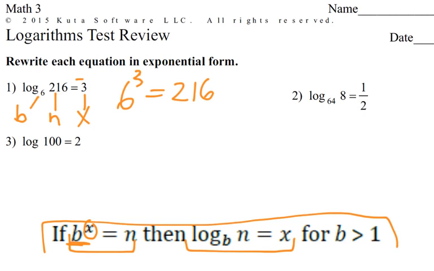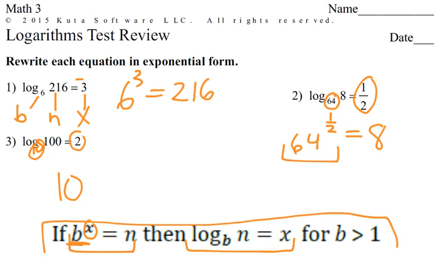Same with number 2. Base is 64, x is 1/2, so 64 to the 1/2 equals 8. Which, if you want to double check, put in 64 to the 1/2 in your calculator, you'll get 8. Okay, now number 3, log base... well, what's the base? Remember, when you see log without a base, it's 10. So it would be 10 to the x equals the n, 100. Okay, so just like that.